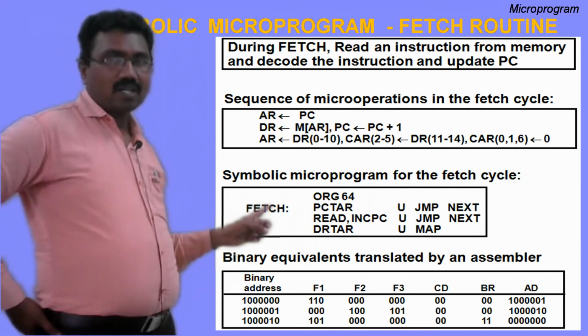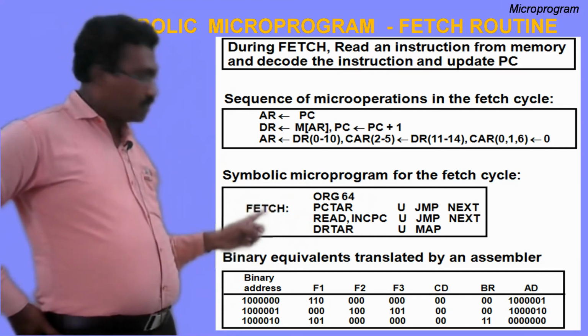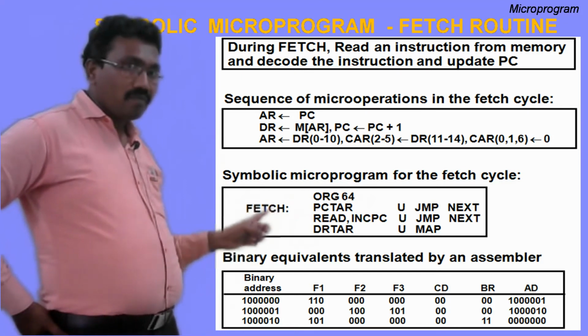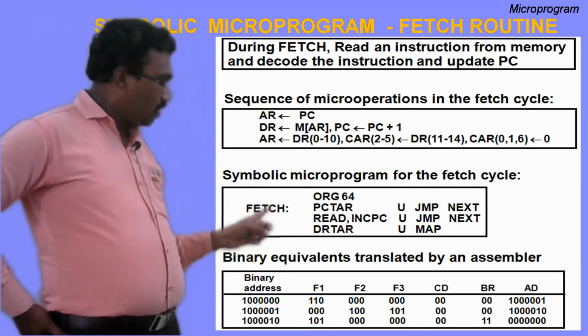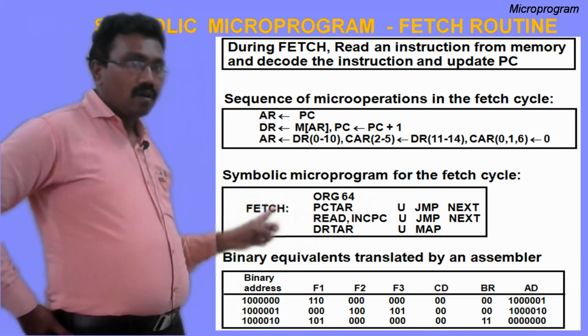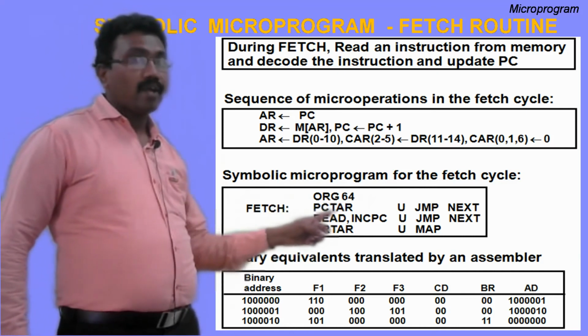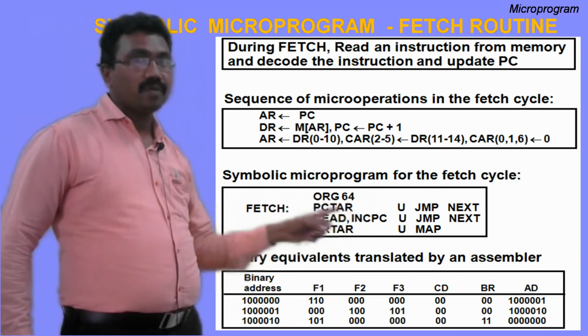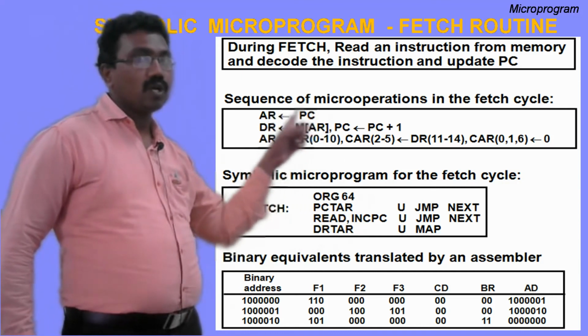We discussed what the different fields in the symbolic microinstruction are. Label field: it may be empty or a symbolic address. In this instruction, it is not empty. Fetch is the symbolic address, which is equal to 64, followed by a colon. A label must be terminated with a colon, followed by the micro operation field. What is the operation here? PC to AR.